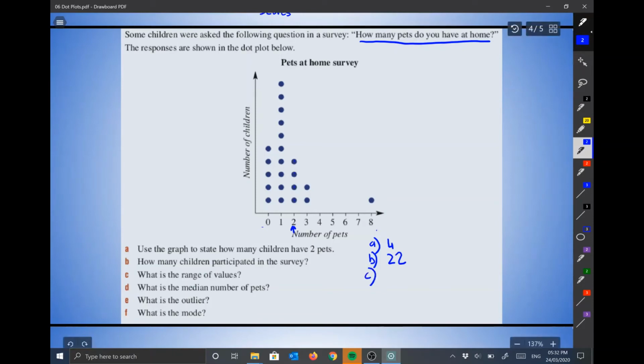What is the range of values? Okay, this is some revision for you guys. What is the range? It's the highest score minus the lowest. So in this case, range is going to equal the biggest score, which is here at 8, minus the lowest score, which is 0. So the range is just going to be 8.